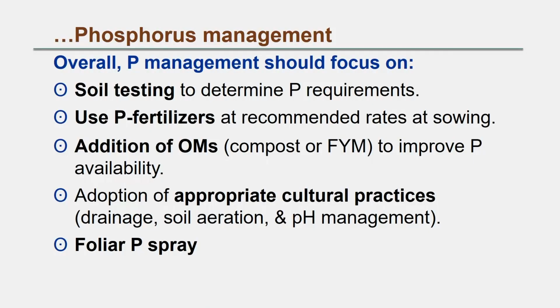So, overall phosphorus management should focus on soil testing is number one, and based upon the soil test we should use fertilizer, recommended fertilizer, and also add organic manures to supply phosphorus, and adoption of appropriate cultural practices, drainage, soil aeration and pH management and foliar spray of the phosphorus can also be accomplished. Among all these, the pH maintenance is also important. If your soils are too much alkaline or too much acidic, then pH needs to be corrected to get the better availability of phosphorus.